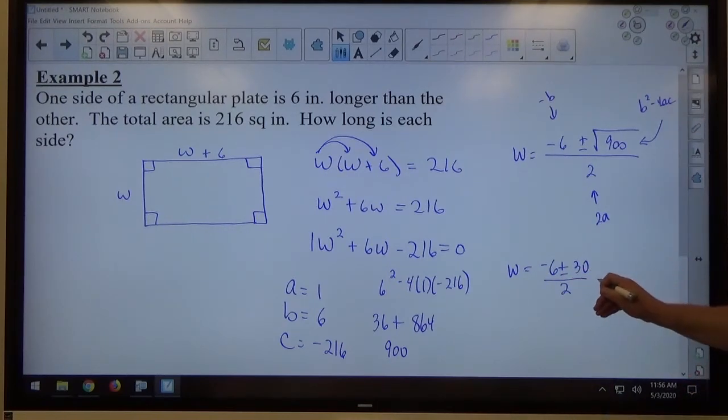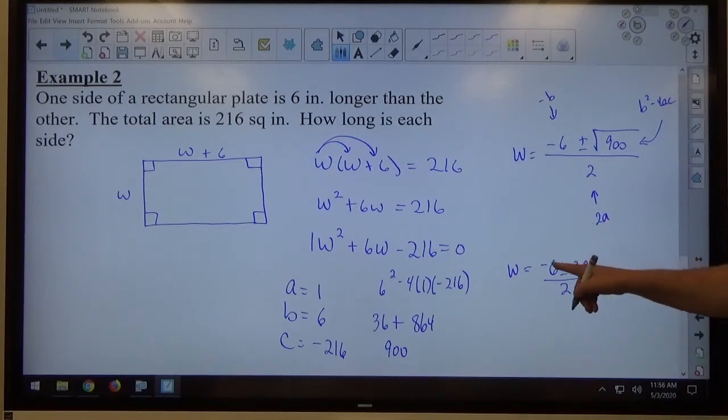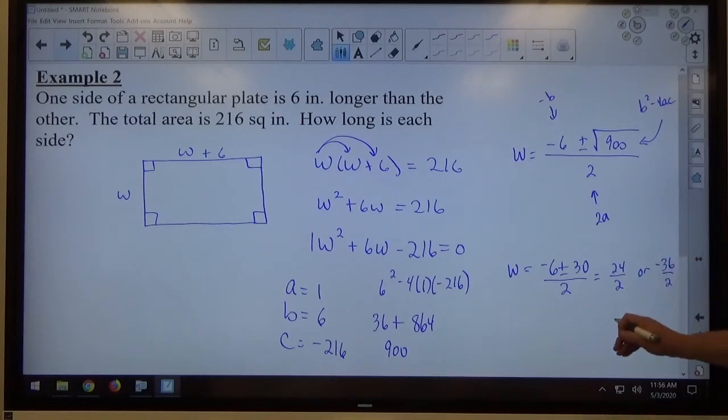So we need to get both answers by both adding and subtracting on top. So negative 6 plus 30 is 24. That's over 2. And negative 6 minus 30 is negative 36. That's also over 2. So the answer is either positive 12 or negative 18.